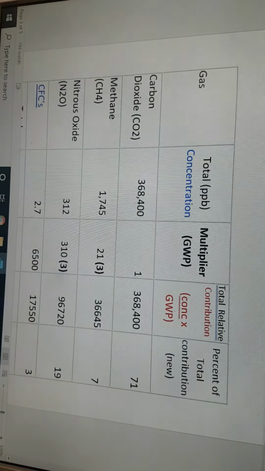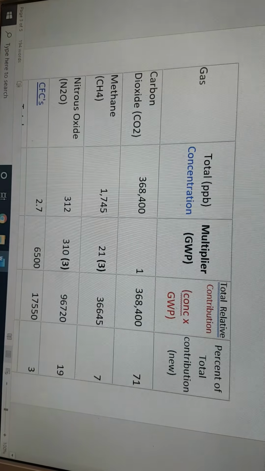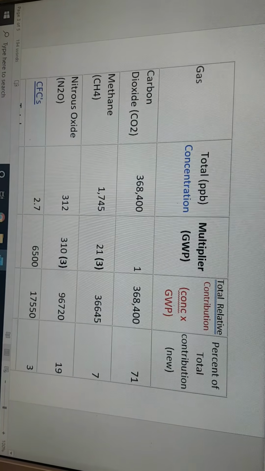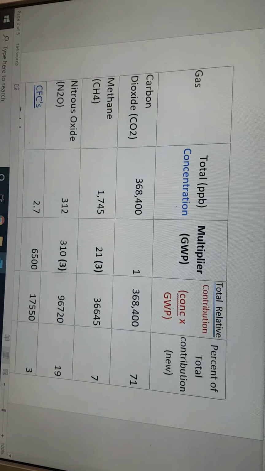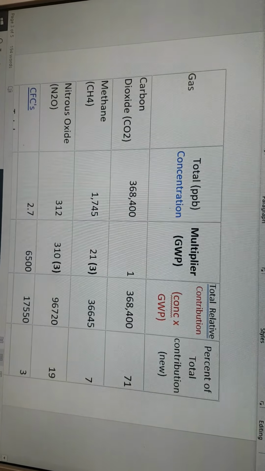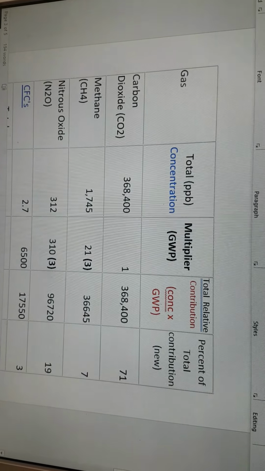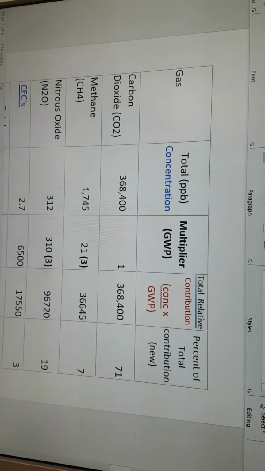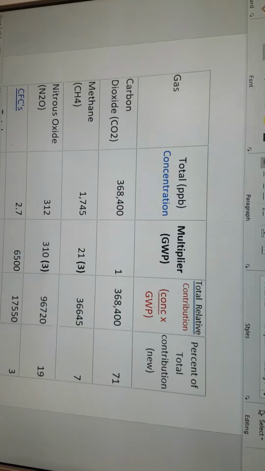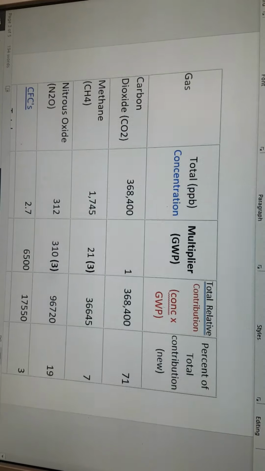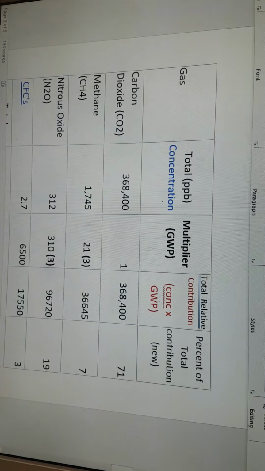Nitrous oxide also largely comes from vehicle engines. Planes release a fair bit of it, but so do all vehicle engines. Diesel's worse than petrol in terms of nitrous oxide, although diesels, on the other hand, do release less carbon dioxide than petrol.